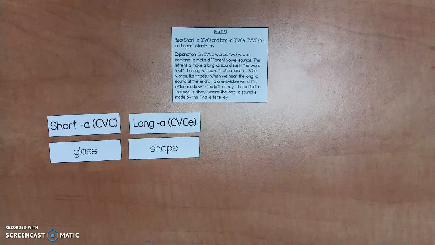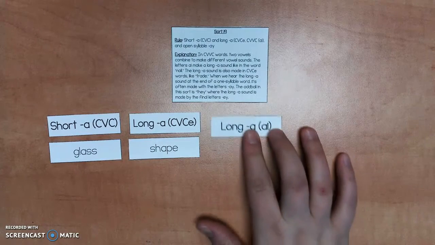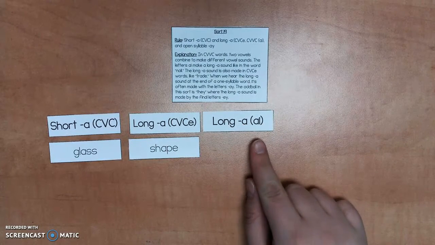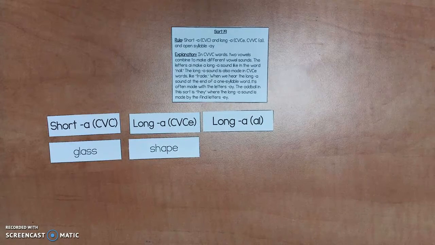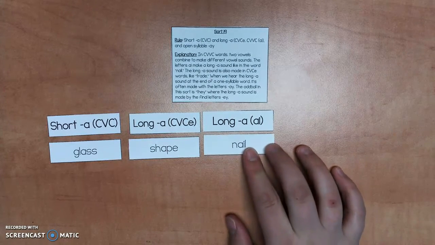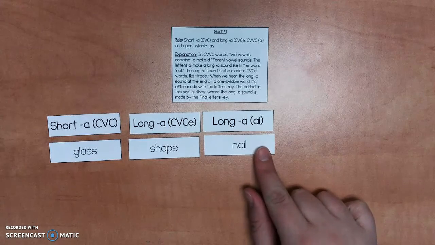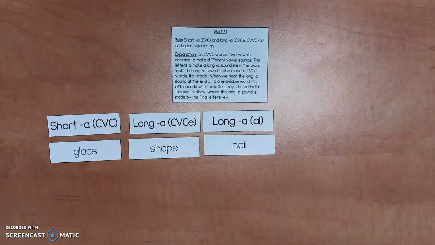Now, we've talked about CVVC words, so that's where those two vowels work together to make that long A sound. And so in this sort, the two vowels that are going to work together are A and I. So in a word like nail, nail, the A and the I are working together to make the long A sound.